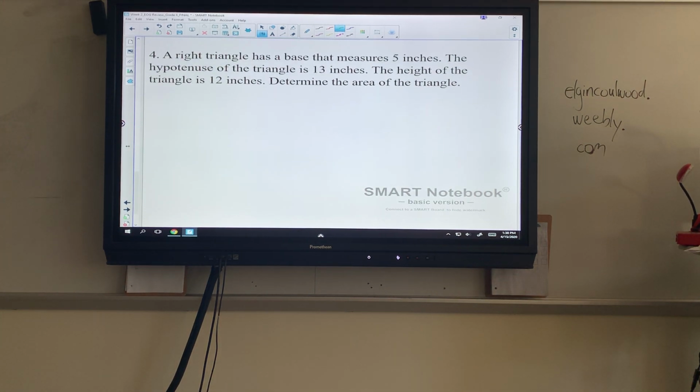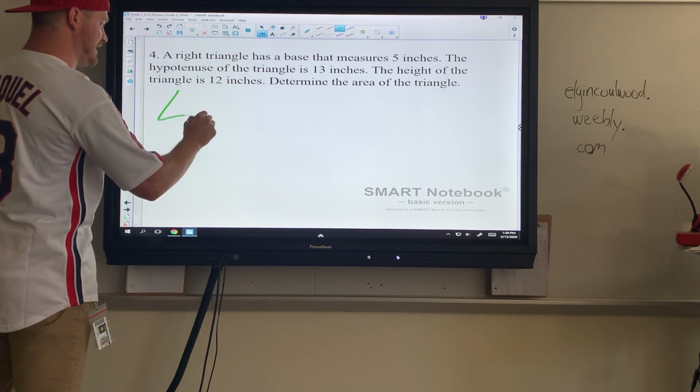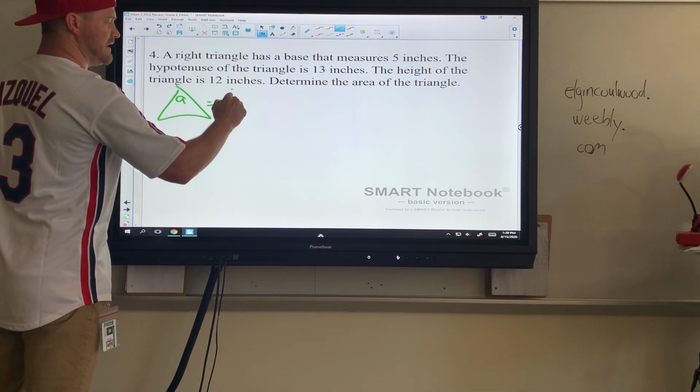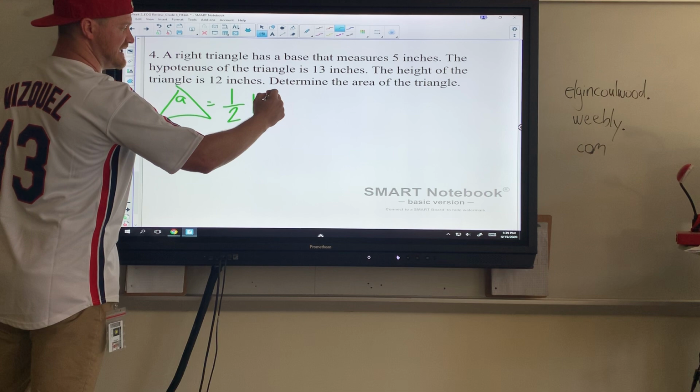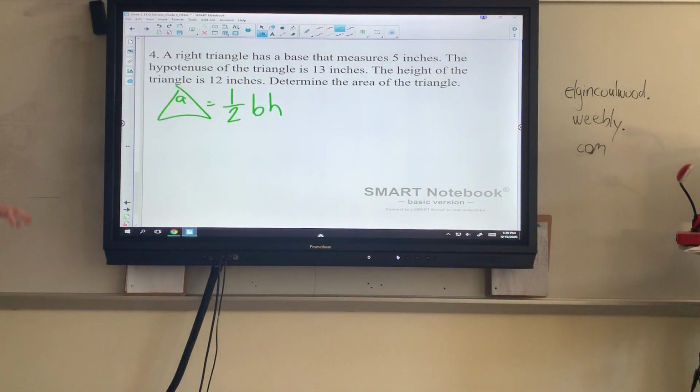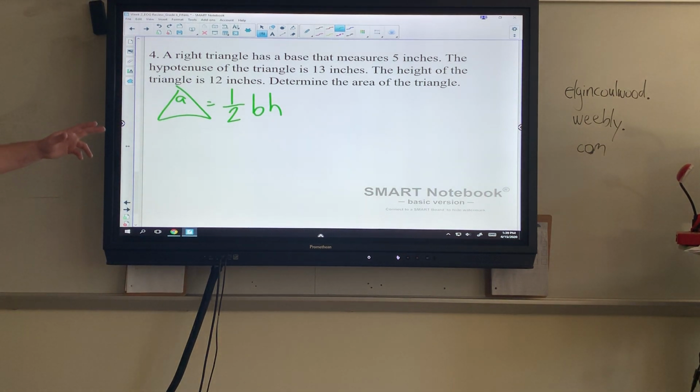Last but not least, a right triangle has a base that measures 5 inches. The hypotenuse of the triangle is 13. The height is 12. Determine the area. Well, it's important to note that the area of a triangle is 1/2 times base times height. Doesn't have hypotenuse in there at all.